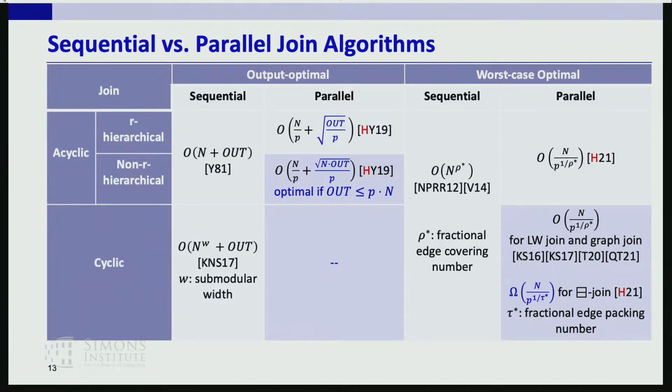The third part is on the output optimal algorithm for cyclic joins. And there's a nice PANDA algorithm that computes all the join results and whose time complexity depends on the submodular width of the join query, but there's no non-trivial counterpart in the MPC model. So there are a lot of interesting questions left in these three blocks.